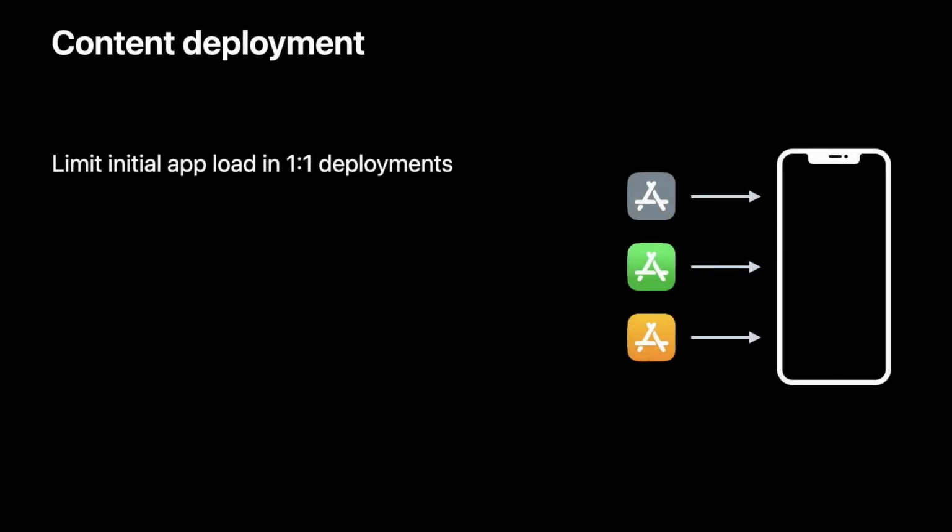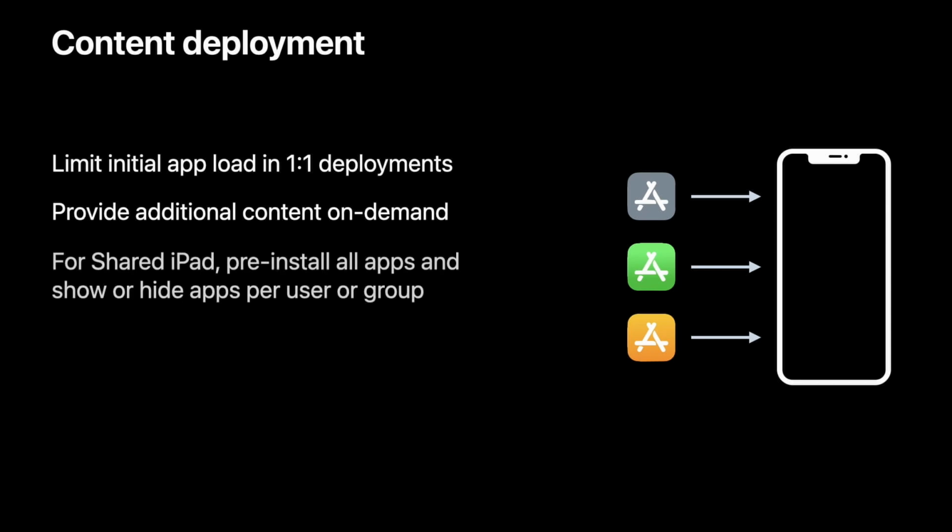To have a successful and scalable one-to-one deployment, limit the number of apps deployed initially to one or a few. This way you provide initial access and productivity quickly for your users, while giving them control of installing additional apps on their device as the need arises. This also moves the majority of your app deployment traffic out of band, distributing that traffic over time and different networks. For shared iPad deployments, user-driven app installs are not recommended.